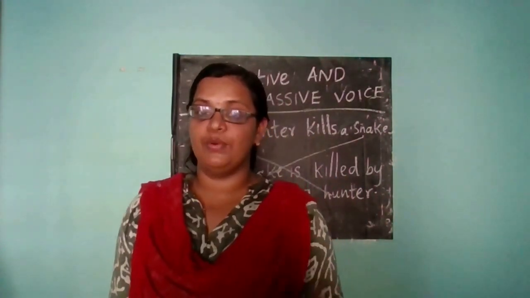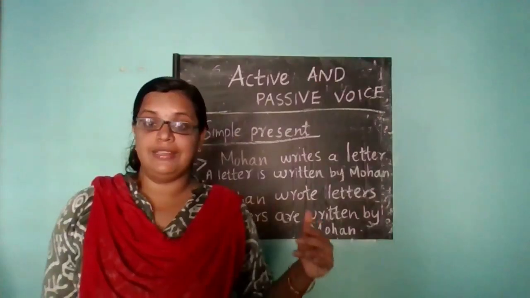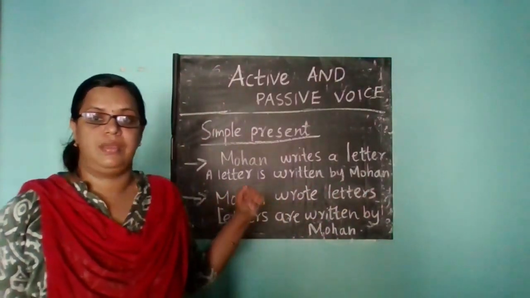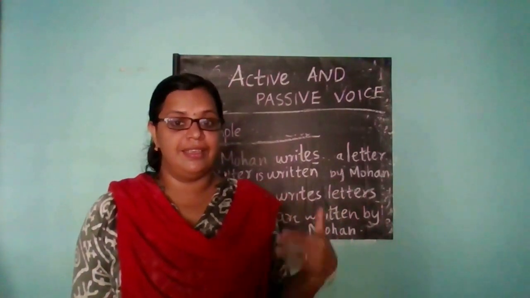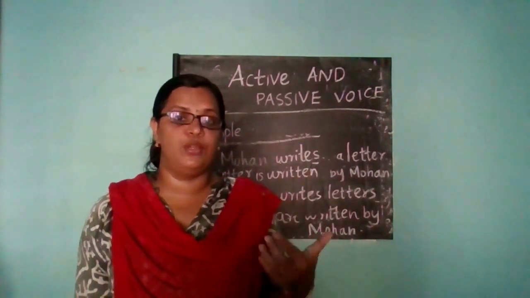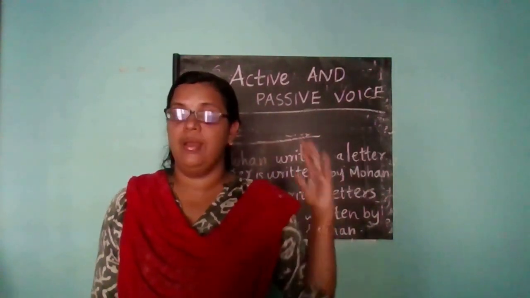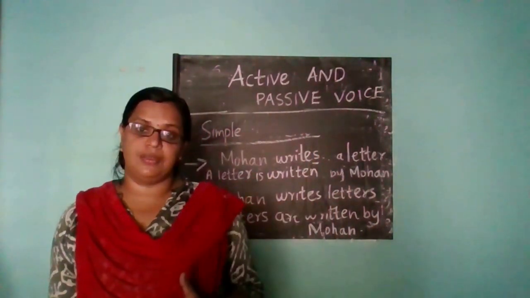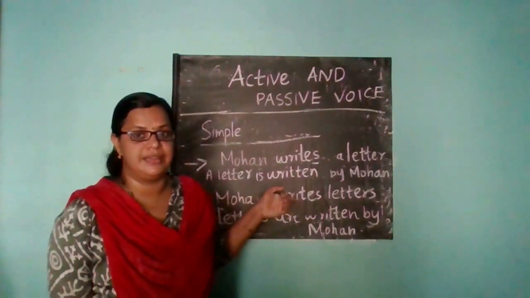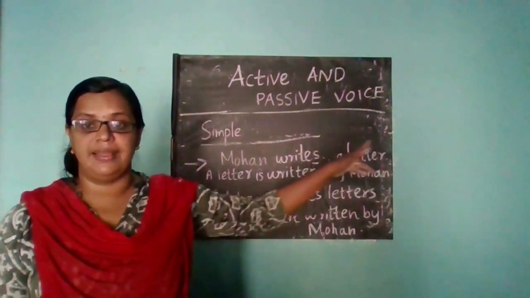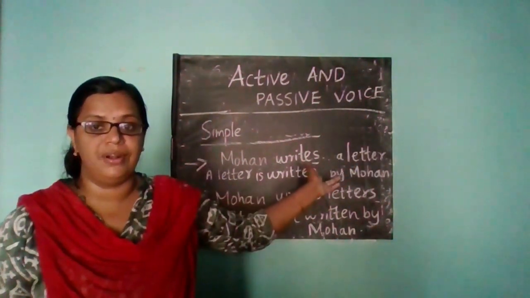Now let us see some rules related to tenses. Now let us think about the simple present. Children, now let us see our verb is in simple present. How will you change an active voice into a passive voice? Okay. See these sentences. Mohan writes a letter. Here, which is the verb? Writes.